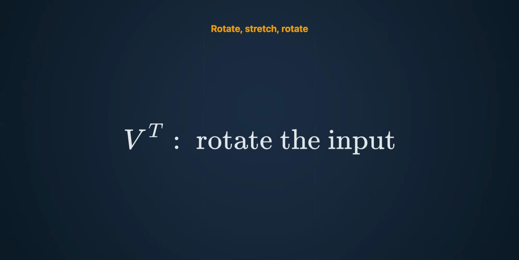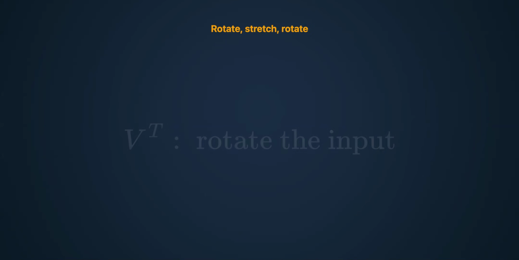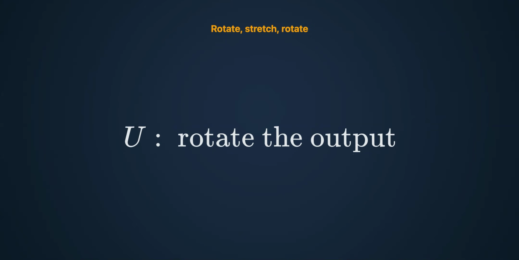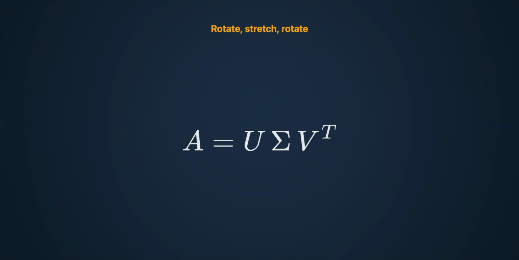First, V transpose, a pure rotation that spins the two special input directions onto the plane X and Y axes. Then S, stretch along X by sigma 1 and along Y by sigma 2. This middle step is the only one that changes any lengths. Finally, U, another pure rotation, spinning the stretched axes to the ellipse's final tilt. Chain those three together and you have rebuilt the matrix.